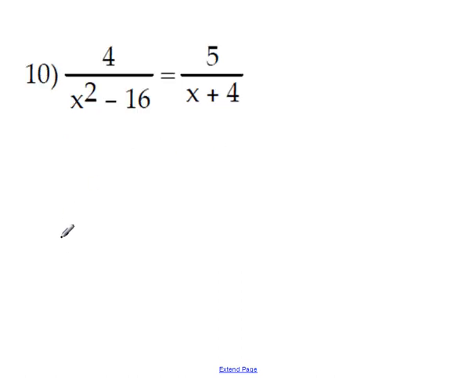Number 10. Man, this test is going to be short. Some smart kid's going to be done in about 5 minutes.